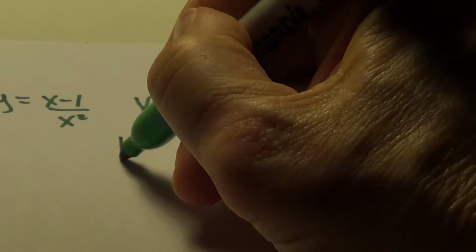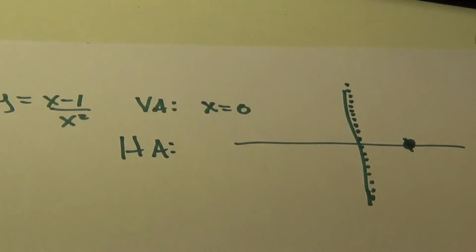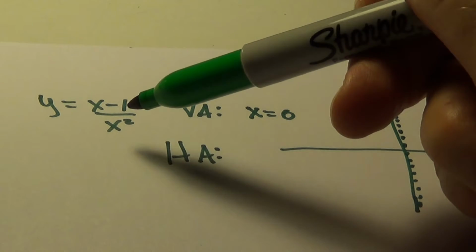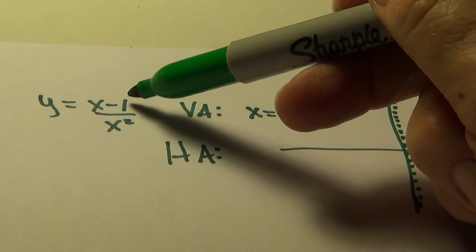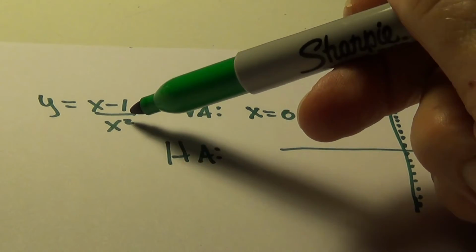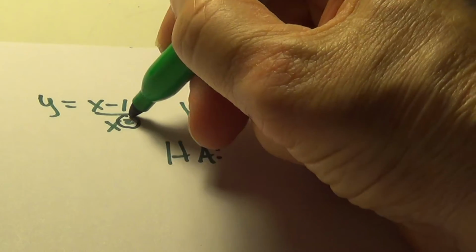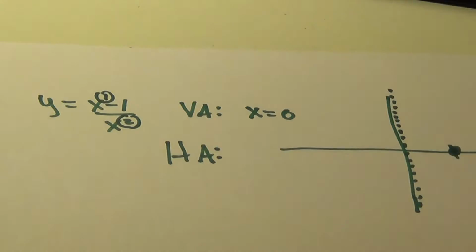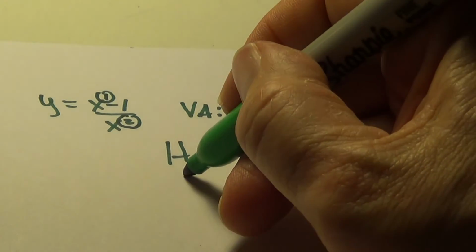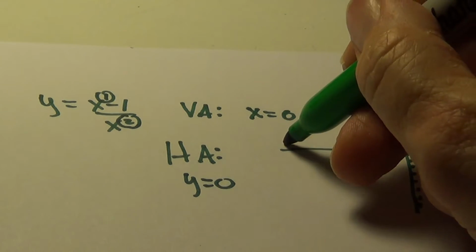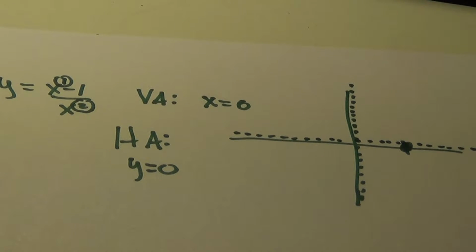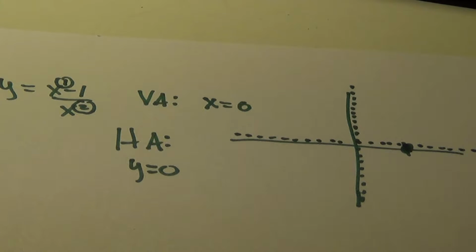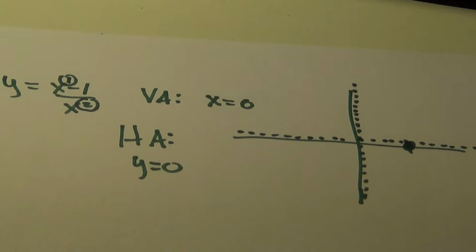And for the horizontal asymptotes, you'll recall we had 3 cases. And the case where the denominator is larger has the degree greater than the degree of the numerator. This is degree 2. This is degree 1. The horizontal asymptote is always y equals 0, which is the x-axis. So that's what we've gleaned so far. So we've done domain, intercepts, symmetry, and asymptotes.